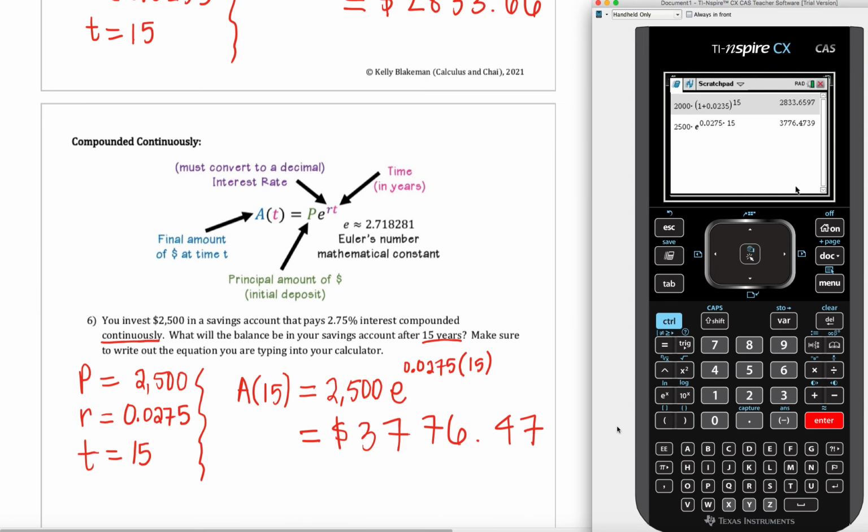Yes, that is correct. Okay, so in this first section of Unit 6, we learned about the difference between exponential growth and exponential decay, and we also learned about compounding annually versus compounding continuously.